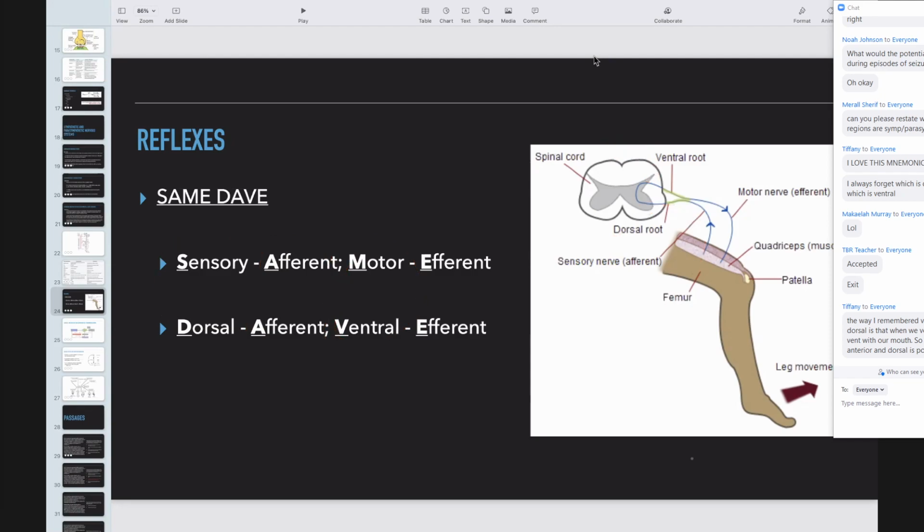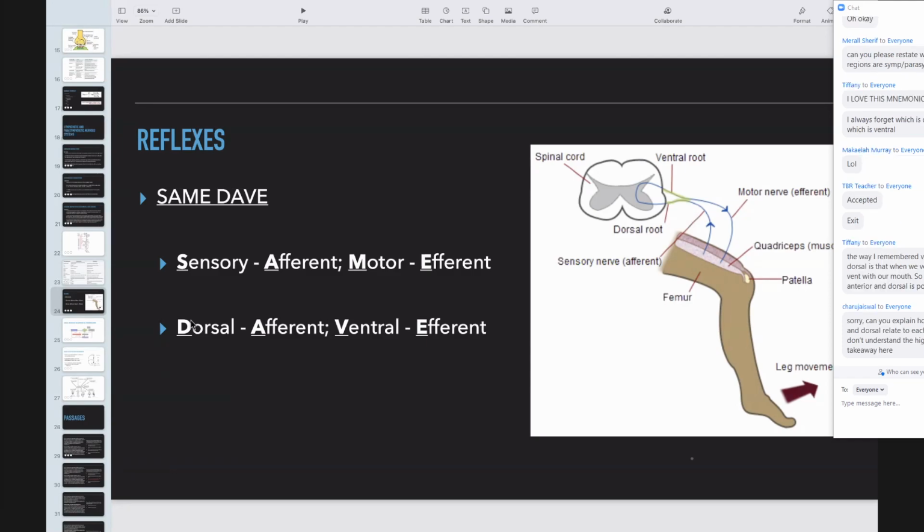So yeah, same Dave for reflex arcs. Dorsal afferent, sensory afferent, motor efferent, ventral efferent. So that's how I remember it. Same Dave. Sensory is dorsal because sensory are afferent nerves, and all afferent nerves are dorsal. So sensory is thus dorsal. So all reflex arcs are the same, essentially. They all function with same Dave. If you see reflex arcs in a passage, write on your scratch paper, same Dave, just to keep it straight in your head.